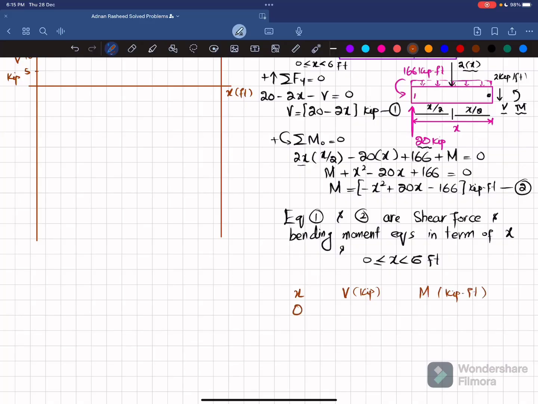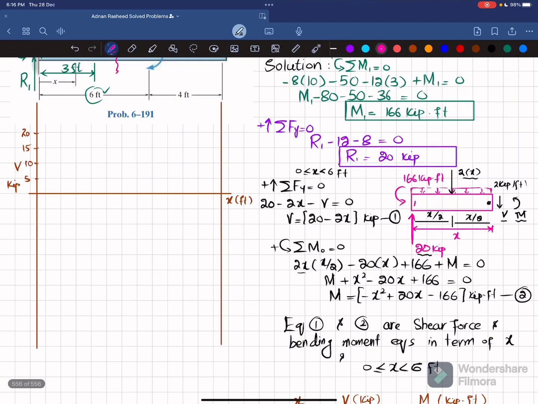So for x equal to 0, you can put it in equation number 1. When you put x equal to 0, V will be equal to 20. So I will write V equal to 20 kips. And for x equal to 0, this term will be 0, this will be 0, and the moment will be minus 166. So I will write minus 166. Similarly, for x equal to 6 feet, the 2x term will be 12, so 20 minus 12 will be equal to plus 8. So V will be plus 8. Similarly, you put x equal to 6 feet in the moment equation, and you will get the moment equal to minus 82.